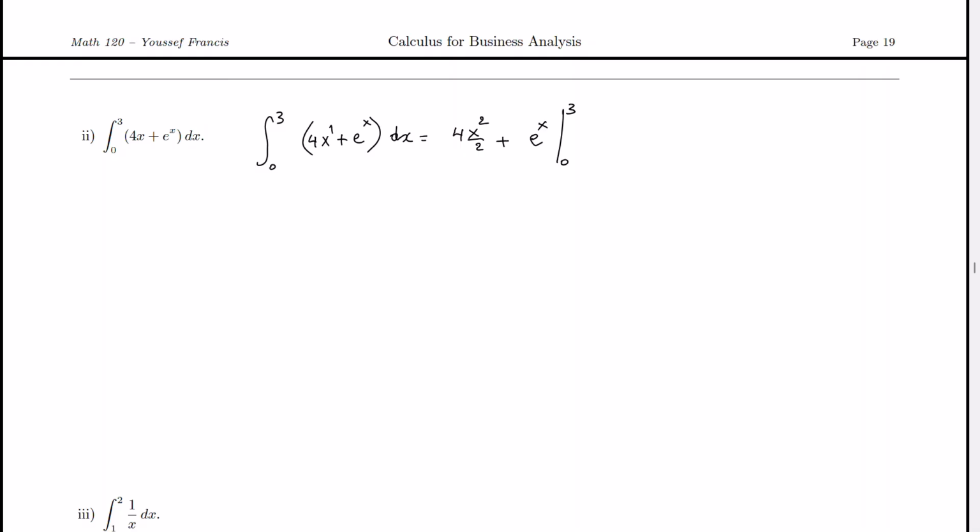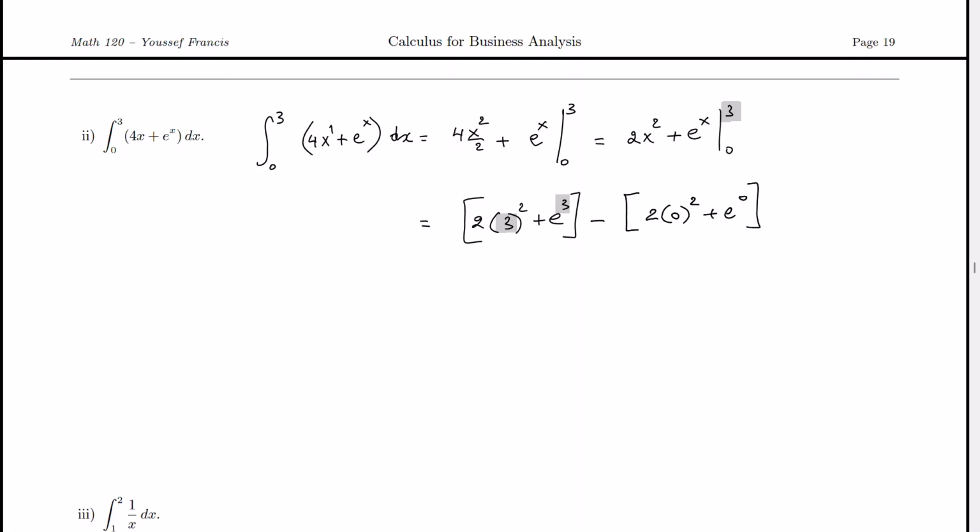Now, before I actually plug in any of these values, let me reduce this first fraction to lowest terms. 4x squared over 2 is just going to be 2x squared. The e to the x is not going to change. And I'm still going to plug in the 0 and the 3. Every time I see an x, I need to replace it with 3. So 2 times 3 squared plus e cubed. This is what I get from plugging in the upper bound, which is 3. And again, I need to repeat the same thing with the 0. So 2 times 0 squared plus e to the 0.